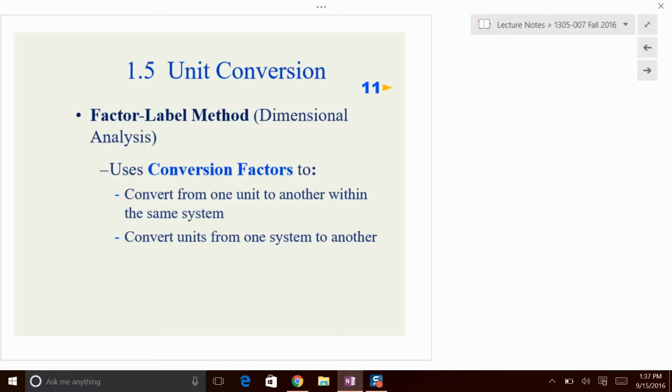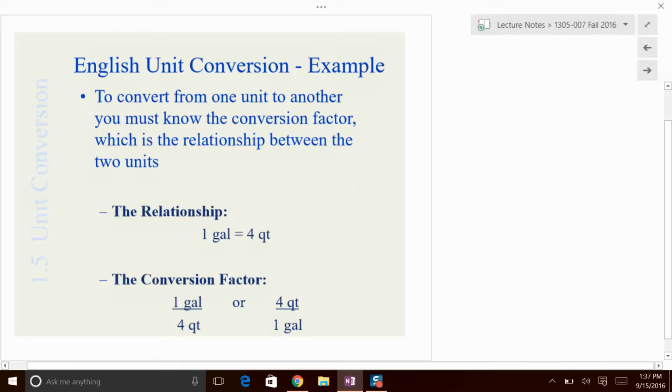Okay, so now we're going to talk about dimensional analysis and conversions. We've already talked a little bit about it, but we're going to do some more examples. Okay, so these are conversion factors. These are the relationships between two quantities. 1 gallon equals 4 quarts. So my conversion can either be to gallons by using the conversion factor 1 gallon per 4 quarts, or to quarts by using the conversion factor 4 quarts for 1 gallon. Okay?